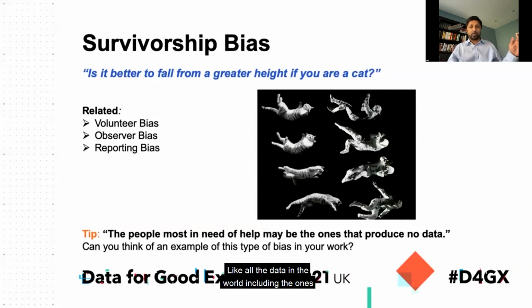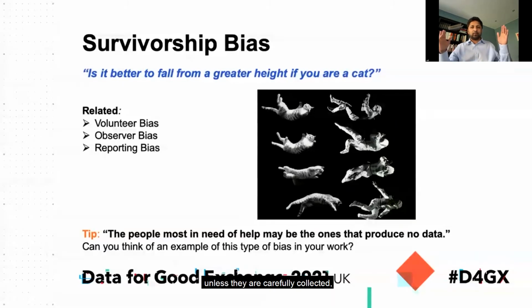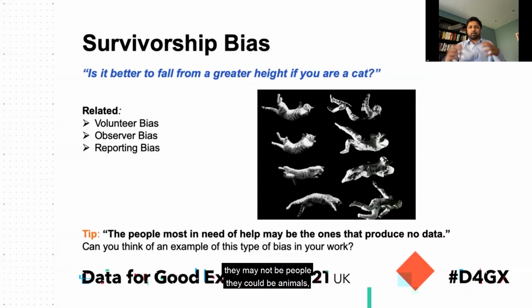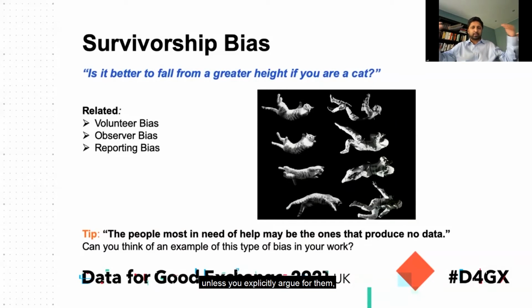Like all the data in the world, including the ones that are publicly available and sent out by the government, unless they're carefully collected, some of the people and entities, it may not be people, it could be animals if you're helping animals, the entities most in need often produce no data. Unless you explicitly argue for them, you're going to draw the wrong conclusions. And to go back to our four pillars, you're going to focus on the wrong groups in terms of who needs help, given limited money.